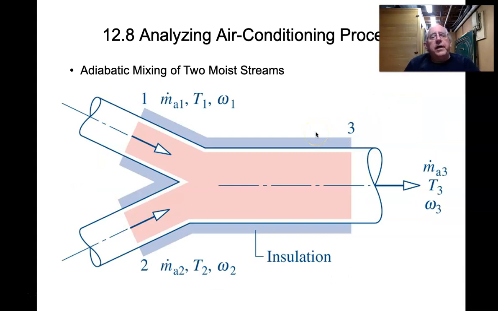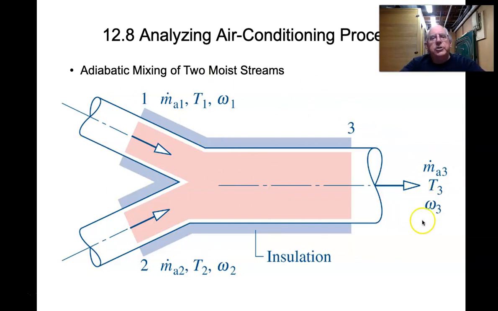One of the final things that we can also look at is the adiabatic mixing of two moist streams. And this happens a lot in air conditioning processes where maybe we bring in outside air that has a temperature and a humidity ratio associated with it. Then we bring in air from a room, and we mix the two together to form a third state.